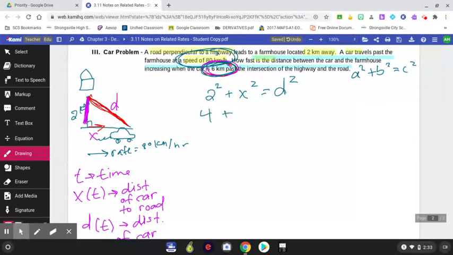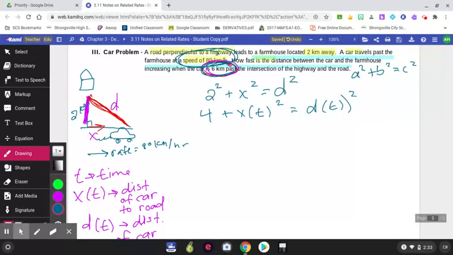Well, I can clean this up before I do that, right? 2 squared is 4, so I have 4 plus x squared equals d squared. And I really should have these in terms of t. This is really going to be x of t squared equals d of t squared when we're thinking about these functions. But if it's easier to think about it just as x and d, all related to time, that's fine as well.